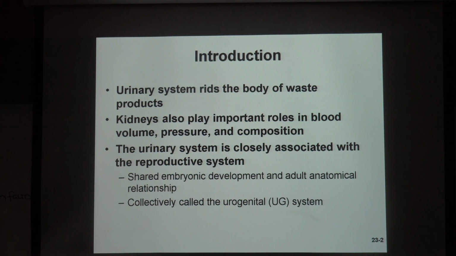So again, the number one waste product of the urinary system and the number one function of the urinary system is to remove nitrogenous waste from the body, okay? We'll also talk about blood volumes and pressures and compositions. We'll talk about the shared pathways for the reproductive system. Again, we'll talk about this when we get to chapter 27.